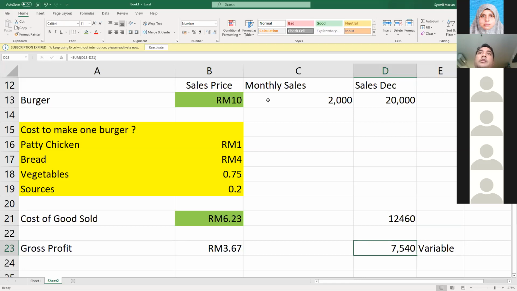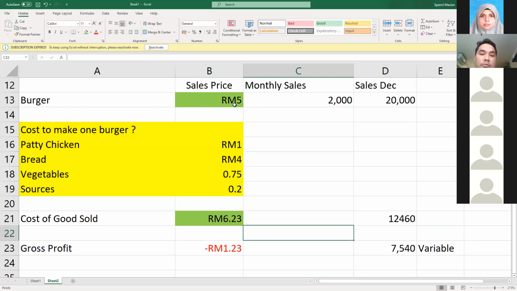Let's say, for example, I take you for example, now you sell the burger for 10 ringgit. How about you're selling the burger at 5 ringgit? See, you make a loss for a single burger. So let's say for every single burger that you produce, you lose about 1 ringgit. So when you sell about 2,000 burgers, you have a loss of about what? 2,000 by 1, you lose about 2,000.